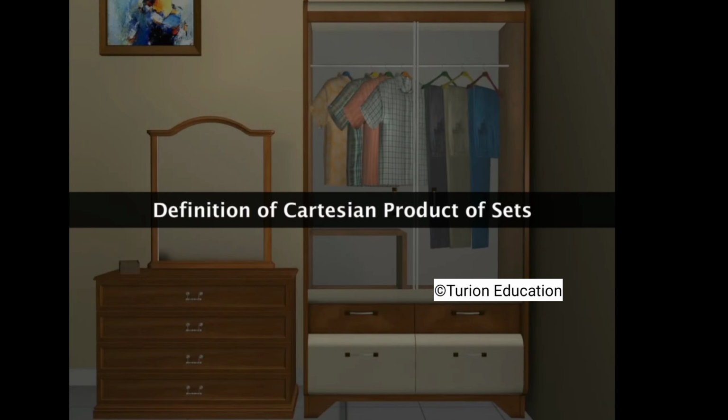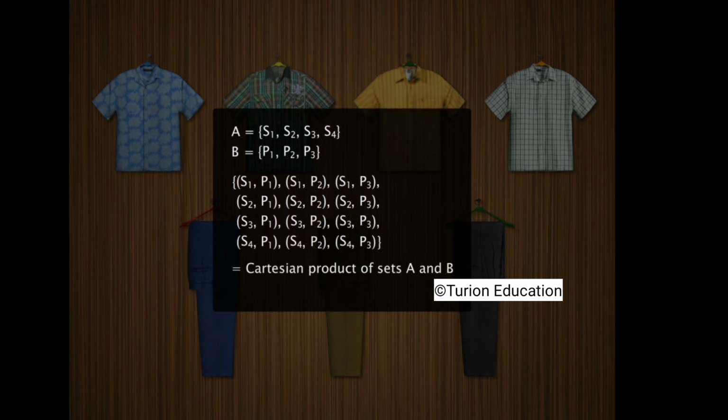In this process, we are getting the ordered pairs in which first element comes from set A, that is, set of shirts, and second element comes from set B, the set of pants. This is nothing but finding Cartesian product of set A, the set of shirts, and the set B, the set of pants. It is written and read as A cross B.